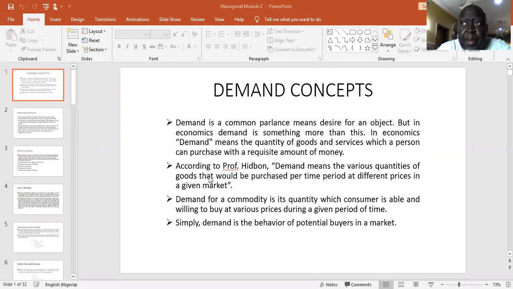According to Professor Cuban, demand means the various quantities of goods that will be purchased per time period at different prices in a given market. Demand for a commodity is the quantity which a consumer is able and willing to buy at various prices during a given period of time. Simply, demand is the behavior of potential buyers in a market. So, the behavior is what we're talking about here: the ability to buy, to purchase certain goods.